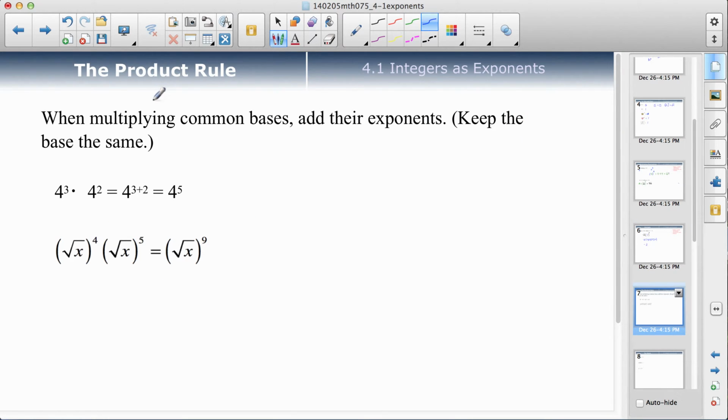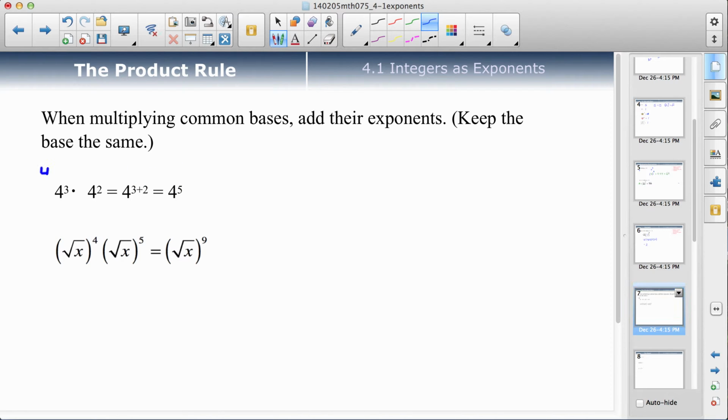Okay, let's look at the two rules that are typically used with exponents. First rule is the product rule, and it says if you're multiplying common bases, in other words, if the base is identical, then what you can do is add the exponents. So if I'm multiplying 4 cubed times 4 squared, the answer is going to be 4 to the whatever I add those things to be. So 3 plus 2 is 5, so it's 4 to the 5th.